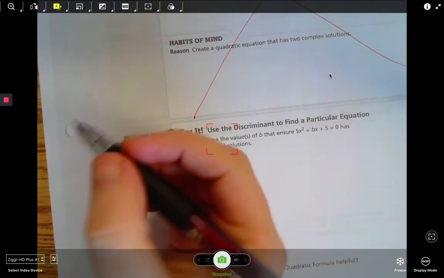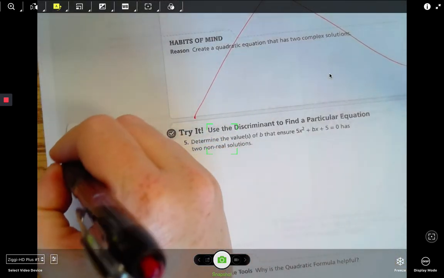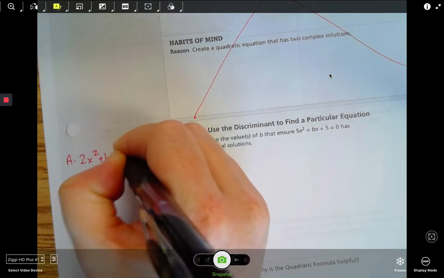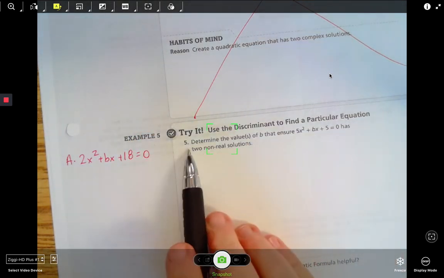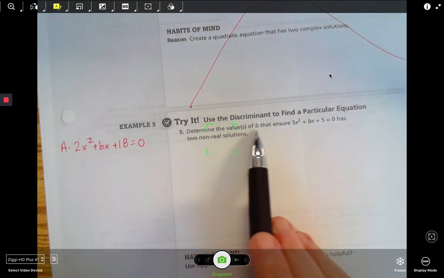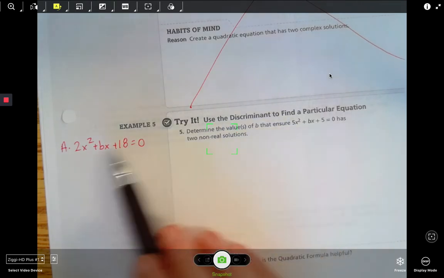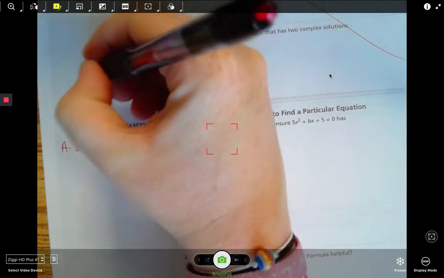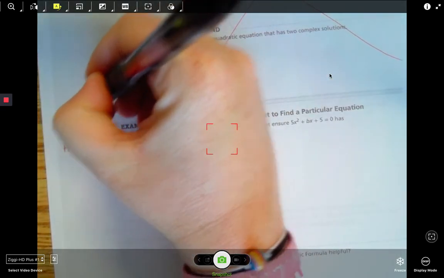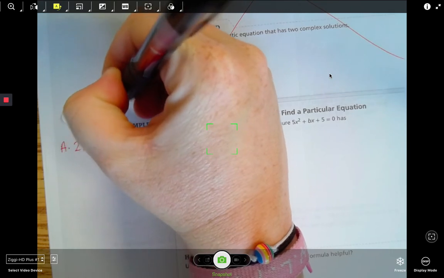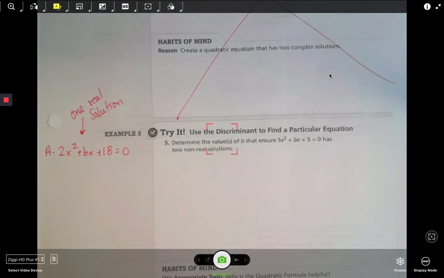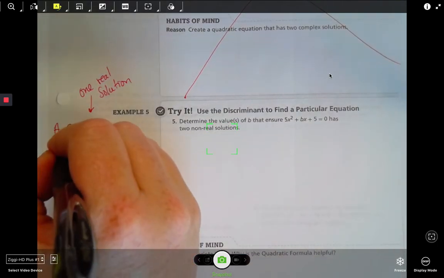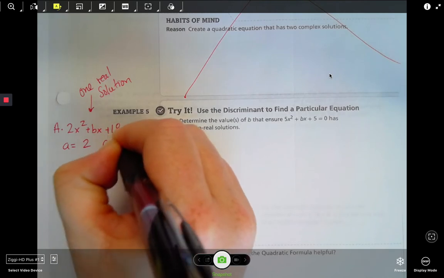Well, let's see. I'm going to work out the example in the book, which was 2x squared plus bx plus 18 is equal to 0. The directions in the book say determine the values of b that ensure 2x squared plus bx plus 18 is equal to 0 has only one real solution or one real root. So this one's going to be a bit different than this one, but it's going to be good for you to see both. So looking at this, I know a equals 2 and c equals 18.